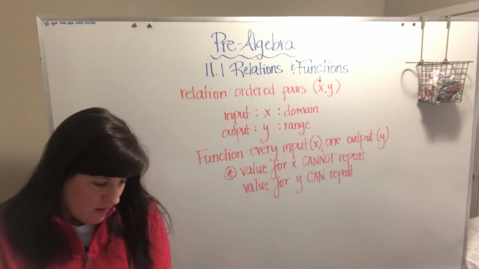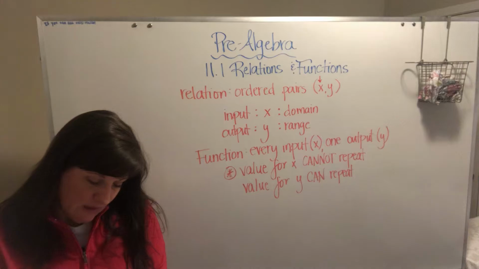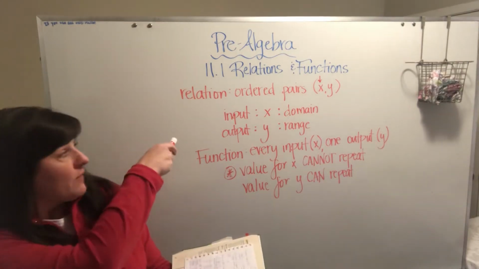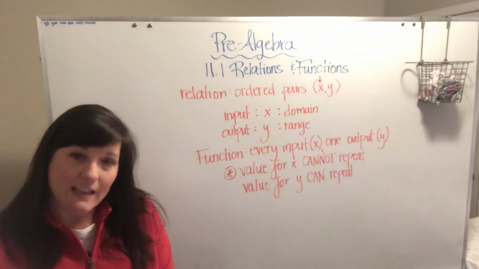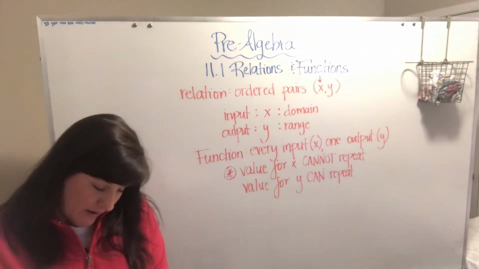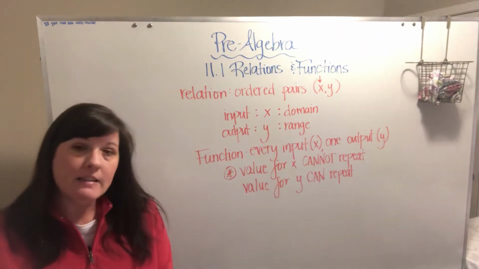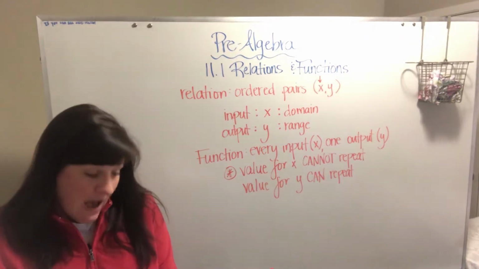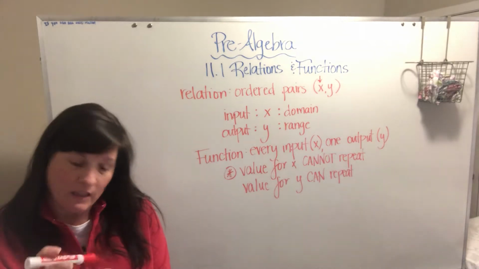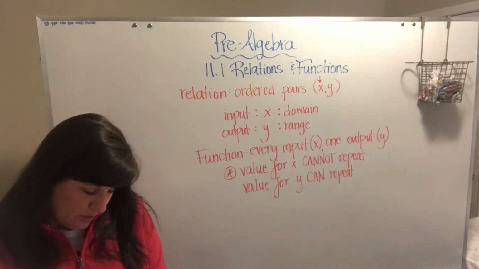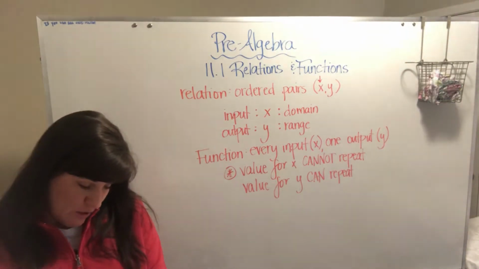Number 1, you can see the list of ordered pairs, right? So we're looking at those relations. That's a list of ordered pairs. Is it a function or not? I'm looking at the x values, those first numbers within the parentheses: -2, 2, 4, and -2.